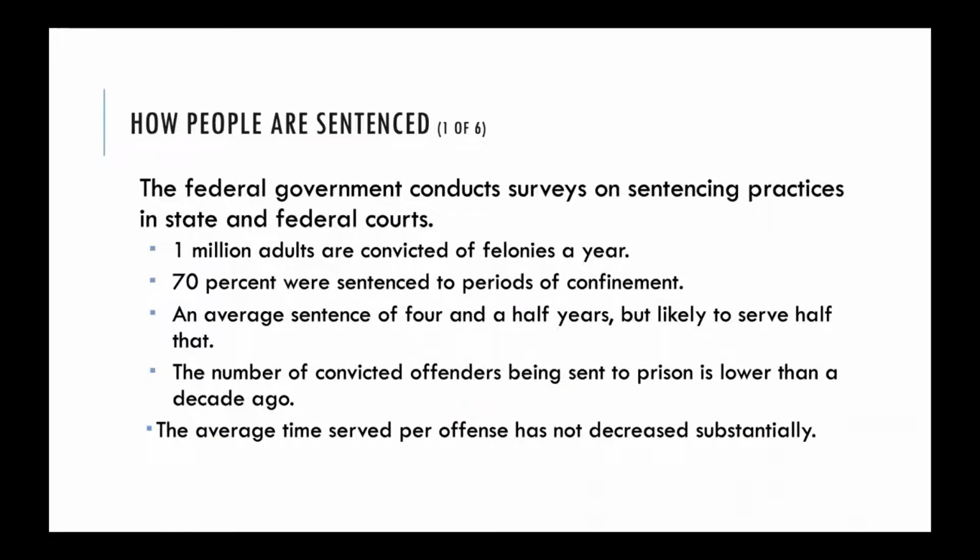All right, so let's examine some broad facts relating to sentencing in America. Firstly, more than 1 million adults are convicted of felonies each year. 70% of felonies convicted in state courts are sentenced to a period of confinement, which means that 7 out of the 10 times when you are convicted of a felony, you're going to be sentenced to some jail time. Well, actually, since it's a felony, it'll be prison time.